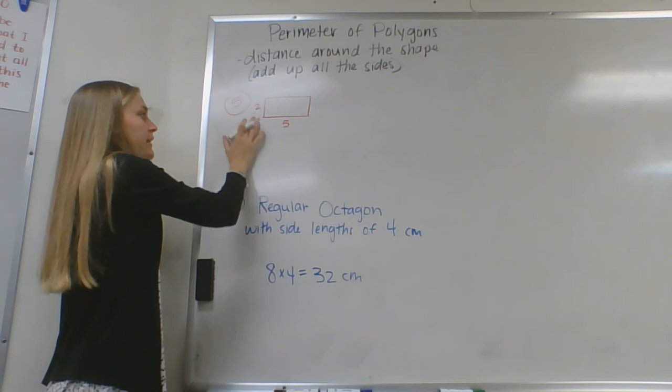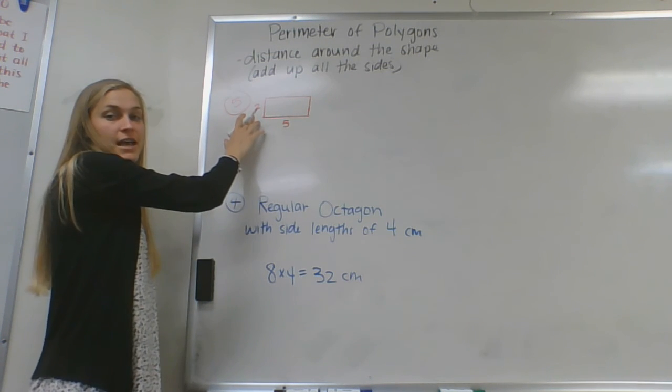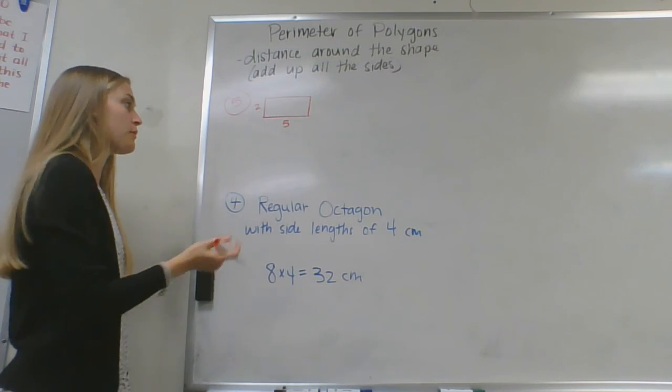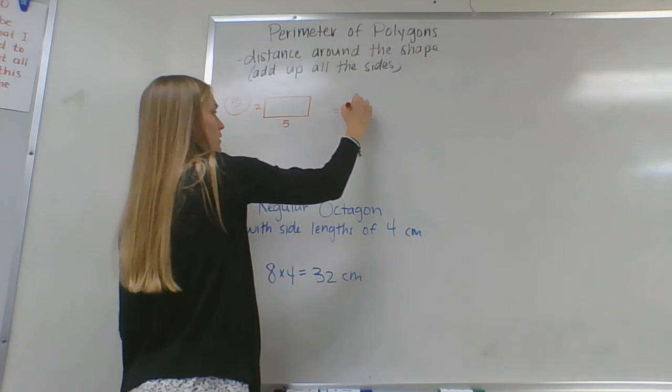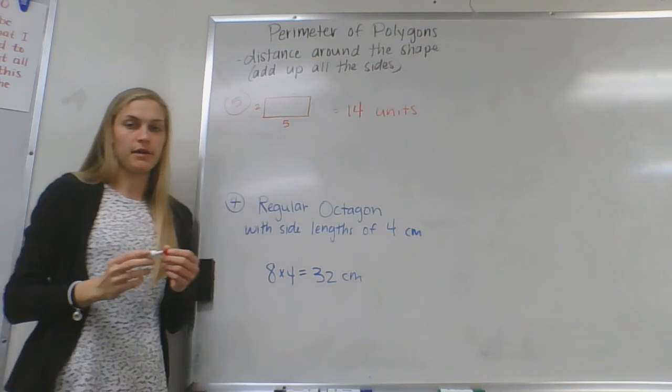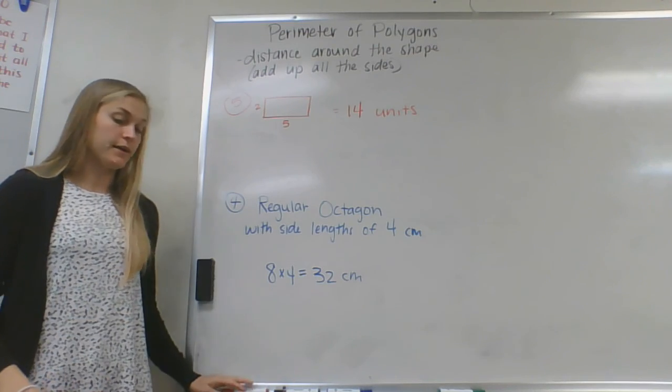Then you can also add these two sides, 5 plus 2, and get 7, and then multiply that by 2 because you know those sides are the same. So that would be 14 units all the way around that rectangle. All right, you guys are ready?